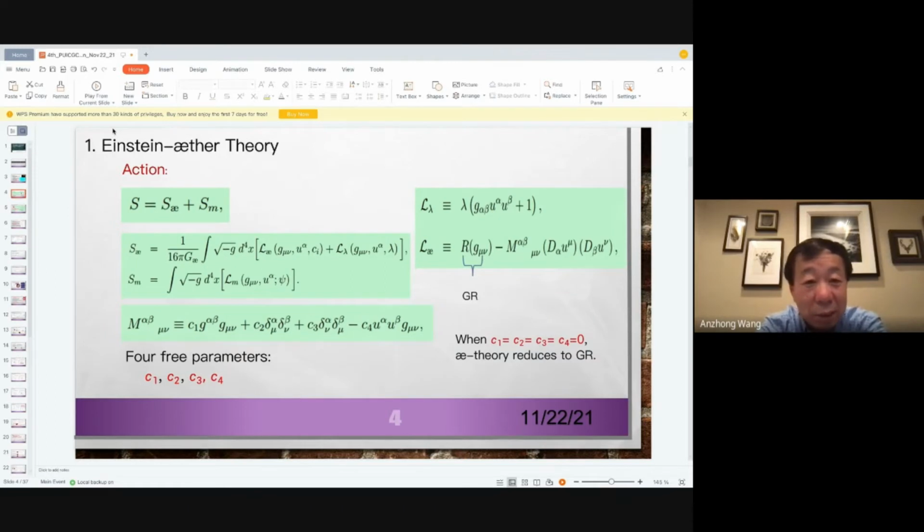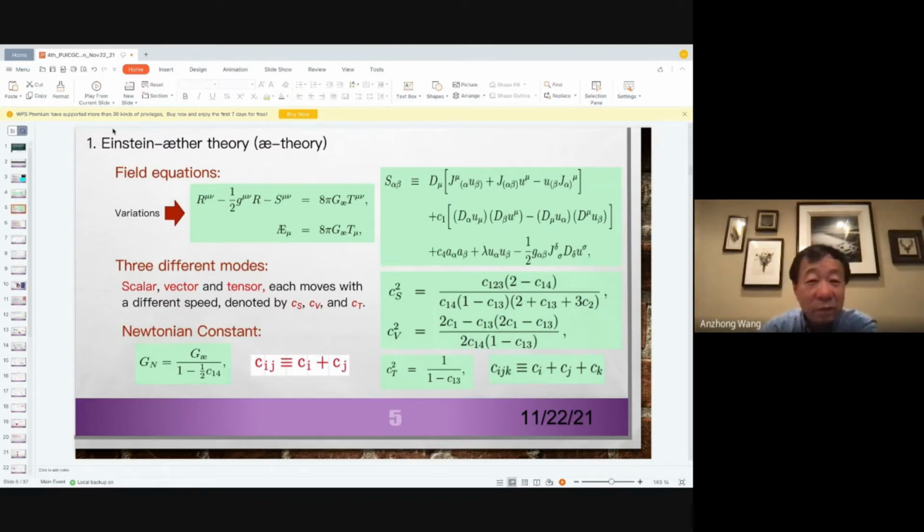The action looks complicated. Instead of only g mu nu, we have the vector field, and four coupling constants we call c1, c2, c3, c4. They are all dimensionless and free parameters. Of course, when those four parameters are 0, the theory reduces to Einstein's general relativity, which I always call GR.